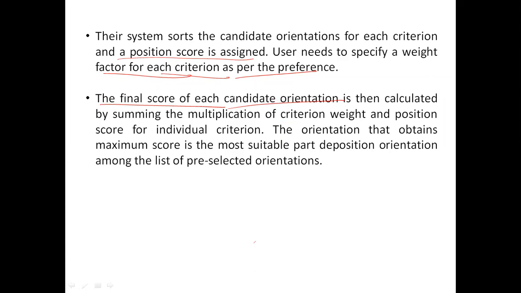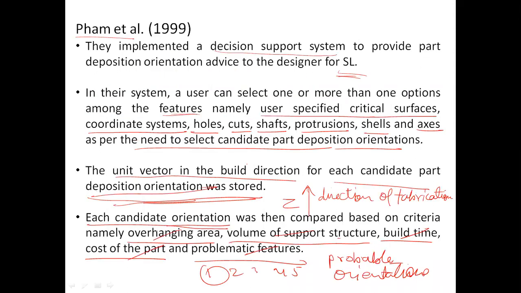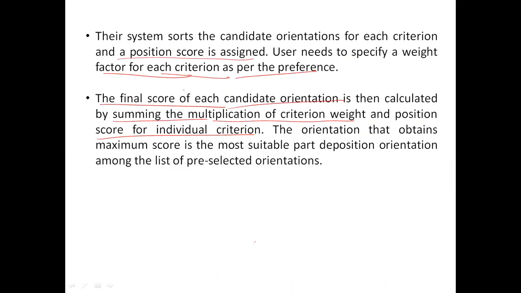Like in the example, I have five orientations. For each orientation, the final score was calculated by summing the multiplication of the criteria weight and the position score of that individual criterion. So for overhanging area, what weightage did you give for orientation 1? Similarly for volume, build time, cost, and problematic features. Based on this, you obtained the final score, and the maximum score was considered the most suitable part deposition orientation.